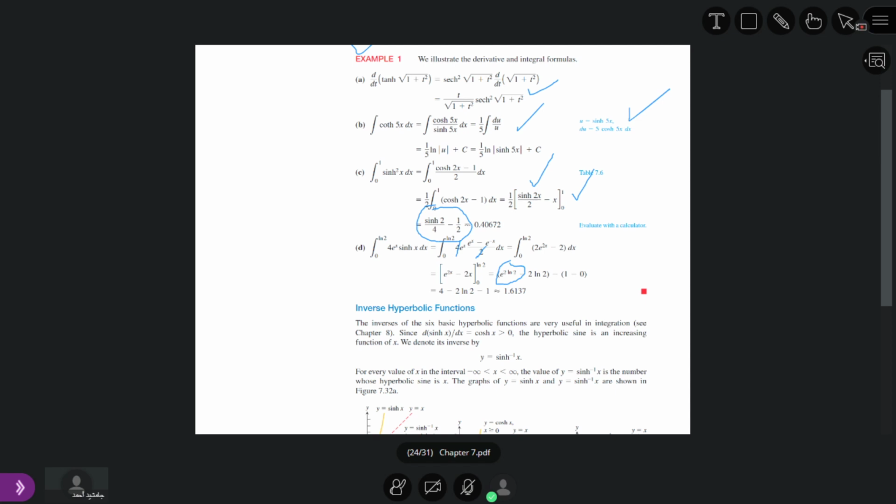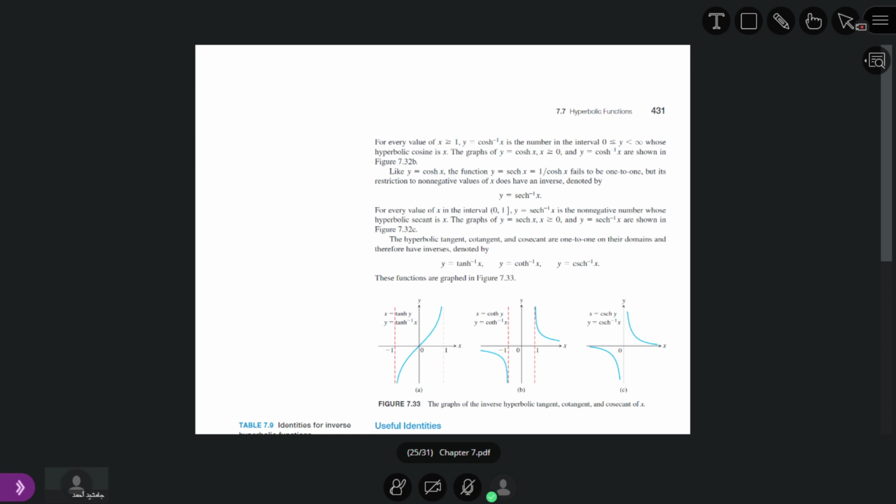Okay, so our lecture today is basically regarding the inverse hyperbolic functions. So what are the inverse hyperbolic functions? Inverse sinh, inverse cosh. So how can I ask you? It means inverse sinh is equal to what? And inverse cosh is equal to what?